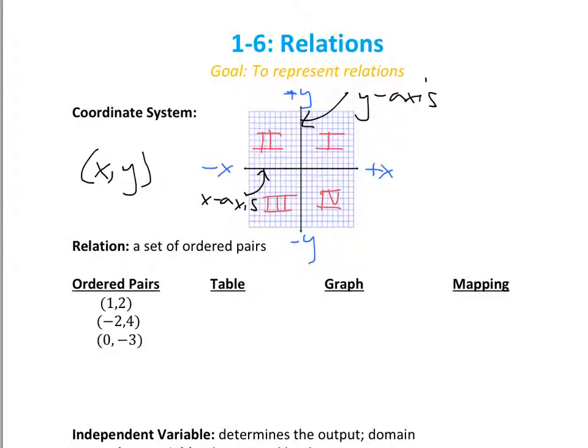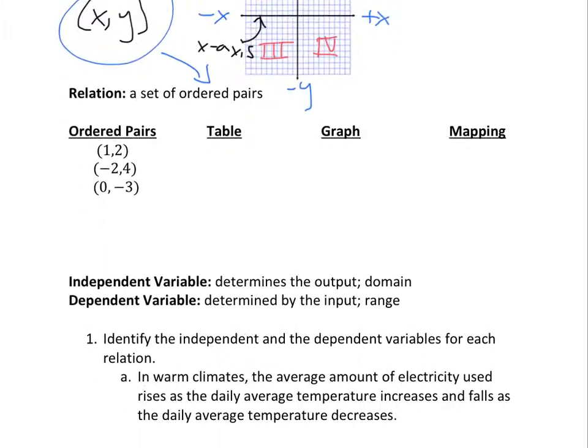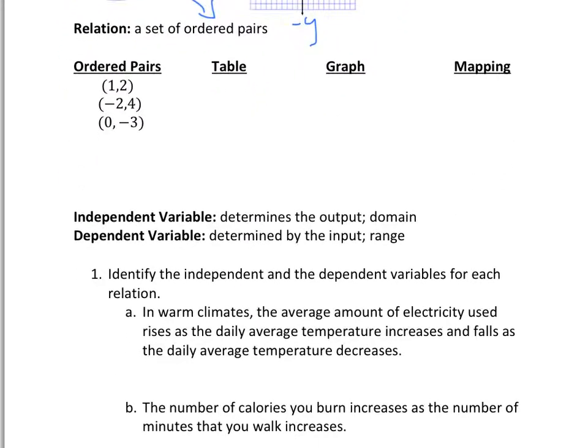Now, a relation is any set of ordered pairs. An ordered pair is just that x, y. An ordered pair is just a point on that coordinate system. So a relation is any set of ordered pairs. A set is just more than one of them. Well, I guess it could be one of them, or even less than one. It could be 0. I'm going to show you different ways that we can represent relations.